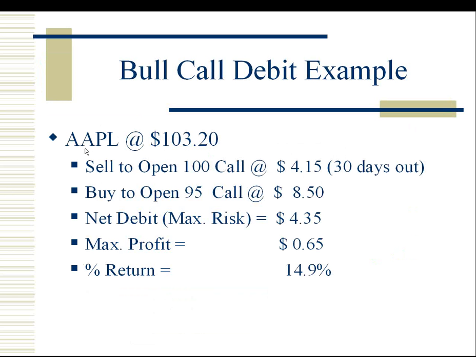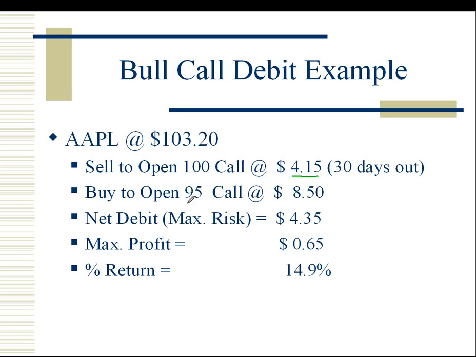Now let's talk about the parity trade here. Let's talk about a bull call debit spread. If I was interested in the position as well, we have the stock trading at 103.20. Instead of doing the put credit spread, we could enter the bull call debit spread. In this case, we'd sell to open the same strike, but with the call. We'd sell the 100 call. Since it's $3.20 in the money, and we've got 30 days of time, we'd receive $4.15 per contract.